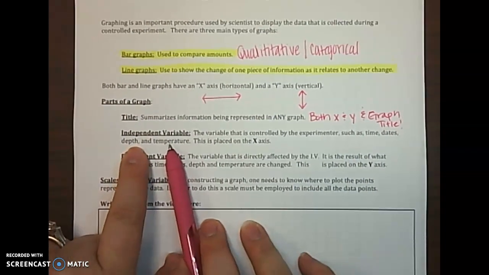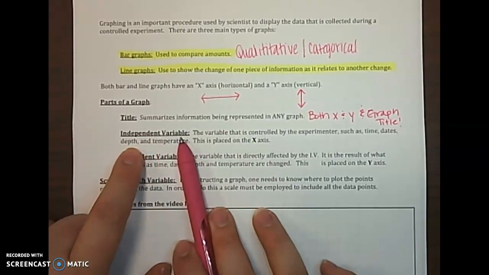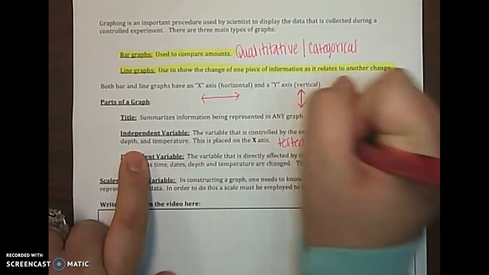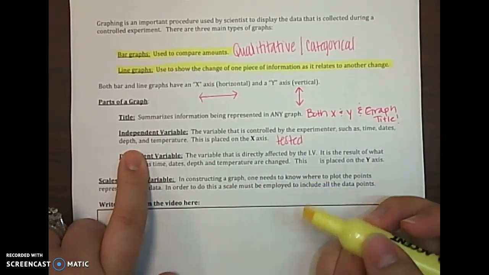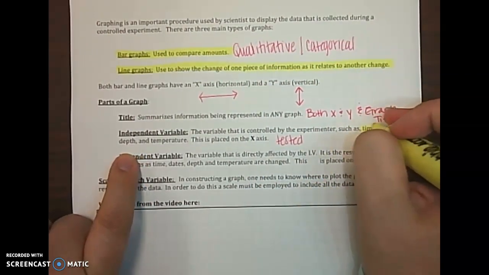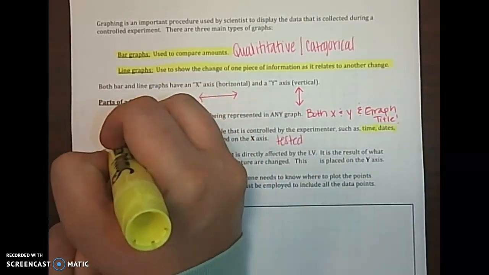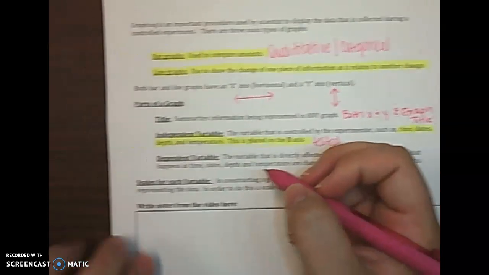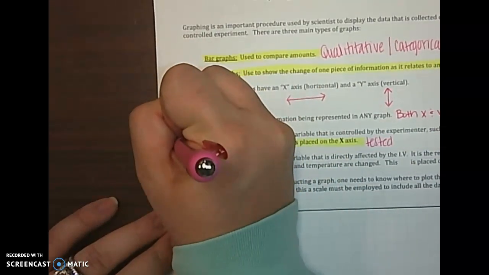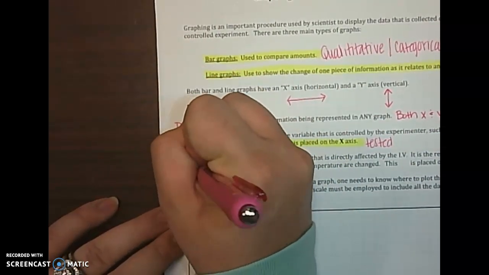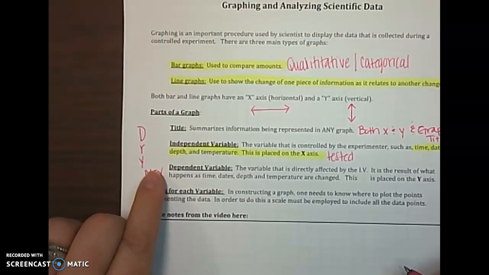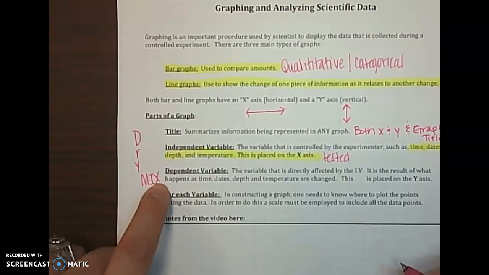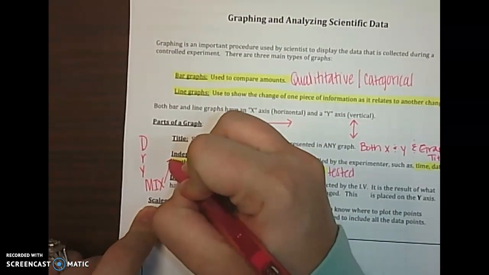Then you need to determine what your independent variable is. Remember, the independent variable is what is being tested. So it's being controlled. It would be such as times or dates, depth, temperature, and it's placed on the x-axis because remember we have dry mix. So that mix is your manipulated independent on the x-axis.